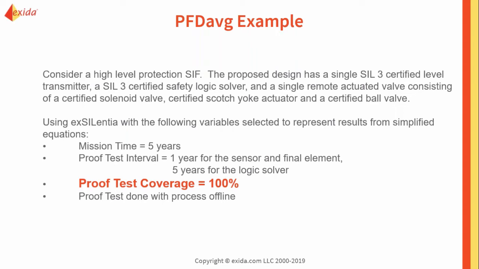You're going to say you have a mission time of 5 years. You're going to proof test the sensors and final elements every year, and the logic solver every 5 years. Like we've seen before, proof test coverage is 100%. You did your proof test, it worked, right? And the proof test is done with the process offline.